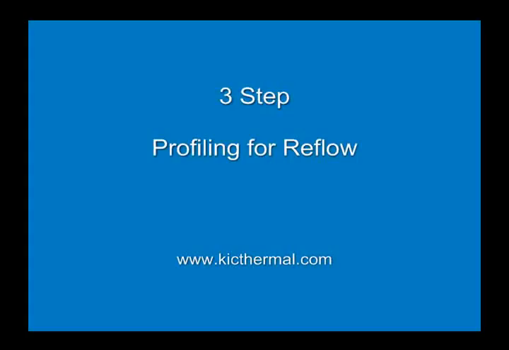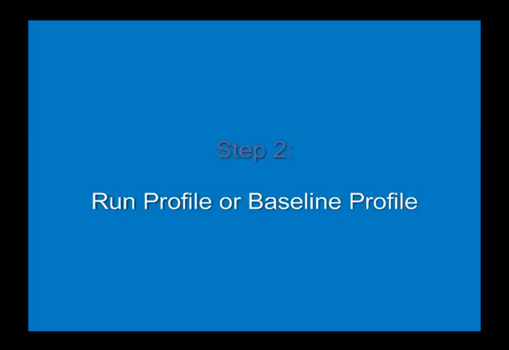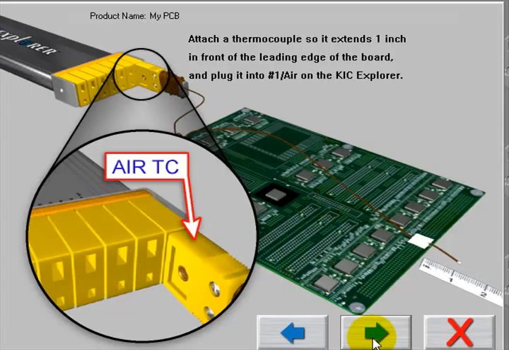Now you're ready to run a profile, or baseline profile if your process is automated. Step 1 only needs to be covered again if you change your paste spec or if your oven does not directly communicate with the software. You may remember in global settings from step 1 we had a trigger temperature specified as 31°C.